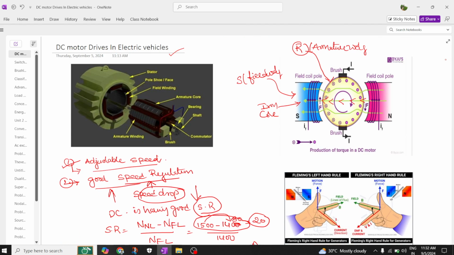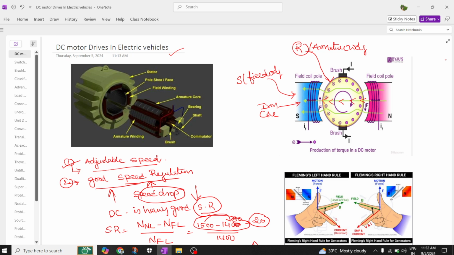Already I told you, this is the field winding. The flux travels from the north pole to the south pole, and you have the armature, which is cylindrical in nature. You have a number of windings. So here, how is the force experienced? Let's try to apply it here.